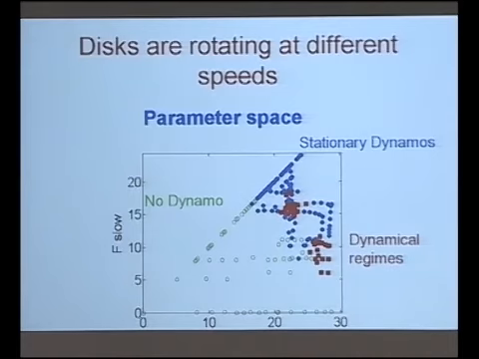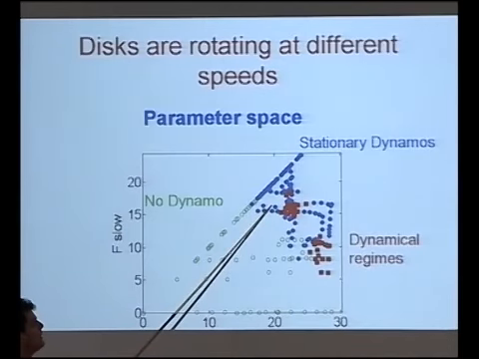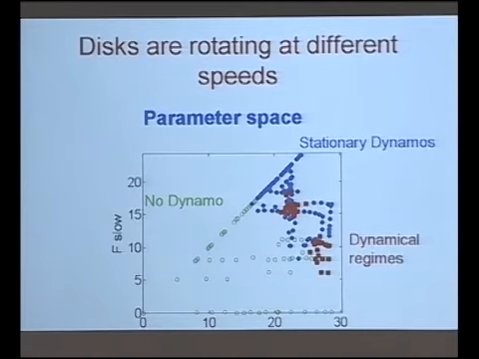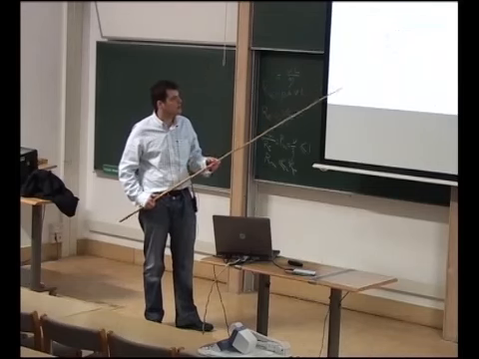Then if we go along this diagonal, above some value you have these empty symbols in blue that stand for stationary dynamo. So here we have a dynamo as we described before. And in blue, that's what I call a stationary dynamo. I mean by that there are no reversals.